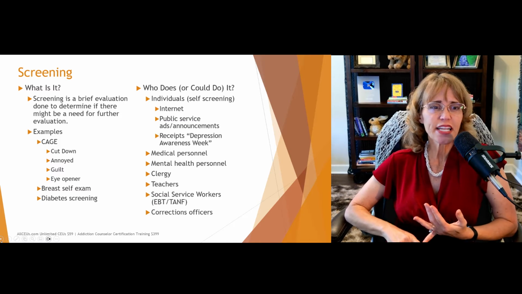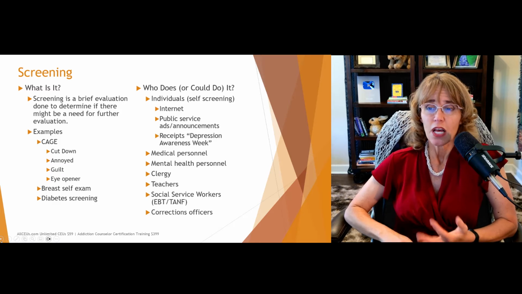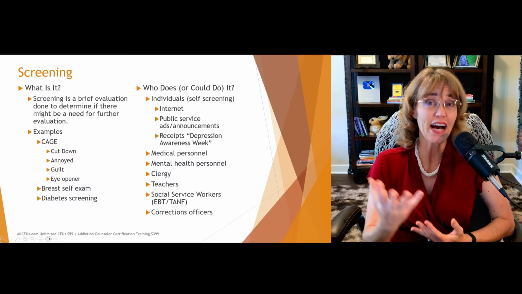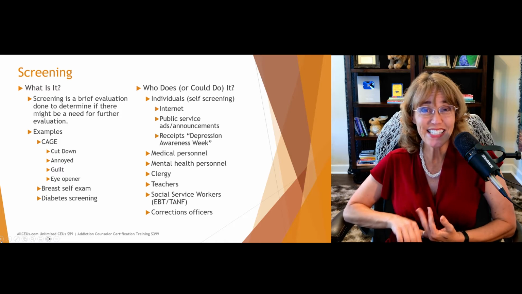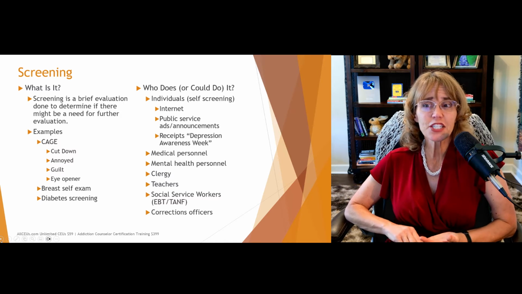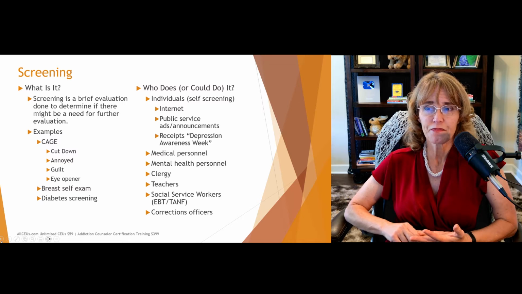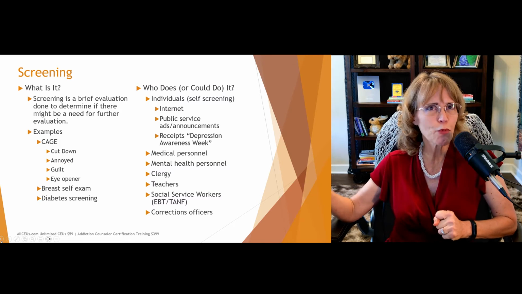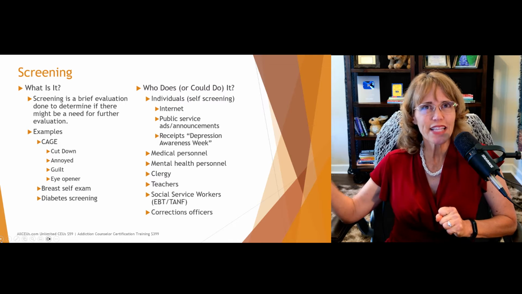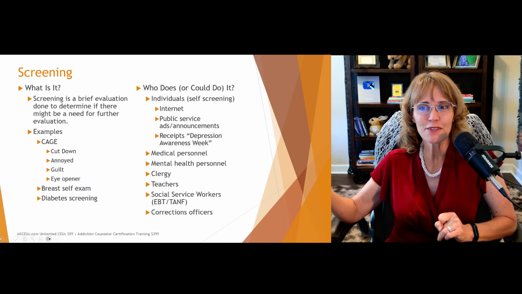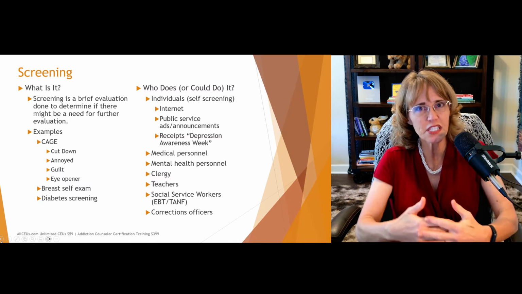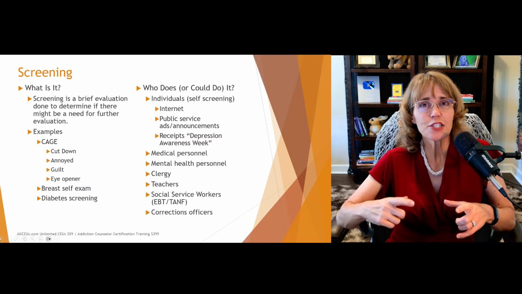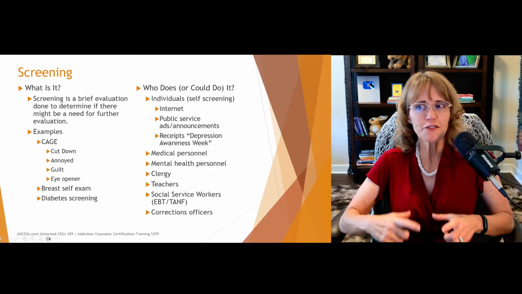Individuals can do self-screening. There are self-screening instruments on the internet. We can tell people how to do a self-screening. We can provide them the 3 or 4 questions to ask themselves through public service announcements or ads. We can print on receipts, and they've started doing this. I can't remember what town I was in recently, but they had actually started doing this on some receipts. At the bottom of the receipt, there was a blurb that described the symptoms of depression.